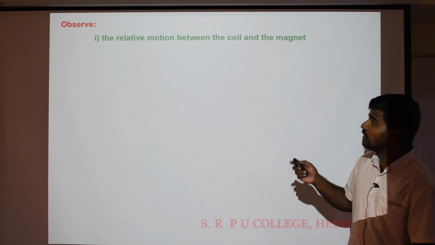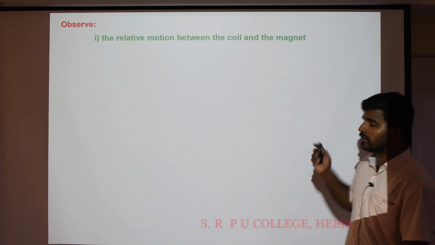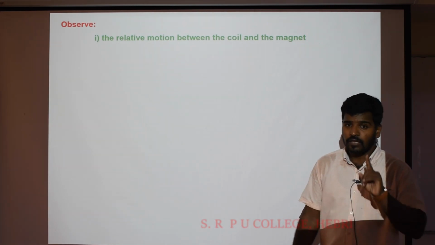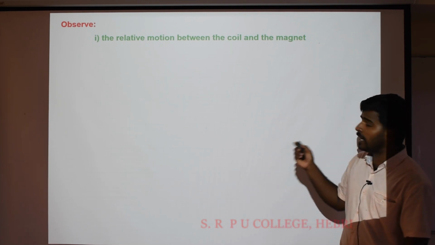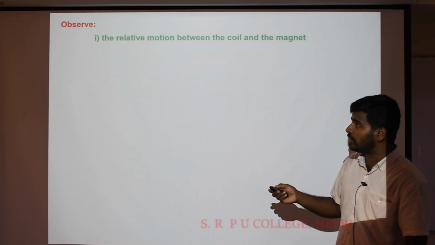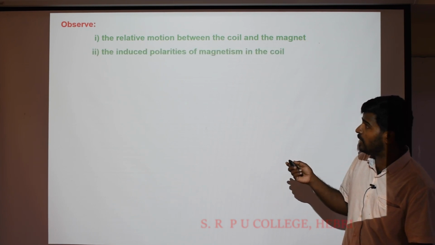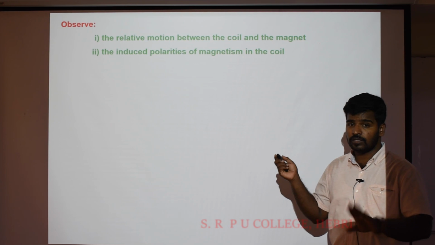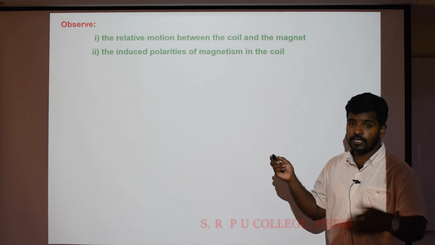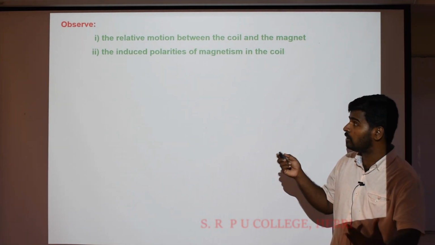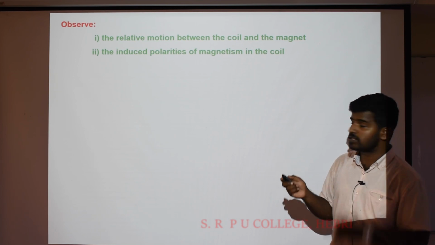The first one, the relative motion between the coil and the magnet. Is it clear? The relative motion between the coil and the magnet. There is a movement between the coil and the magnet. The second one, the induced polarities of the magnetism in the coil. I will explain that later. I will explain this next, why the induced EMF comes here. That is because of Lenz's law.